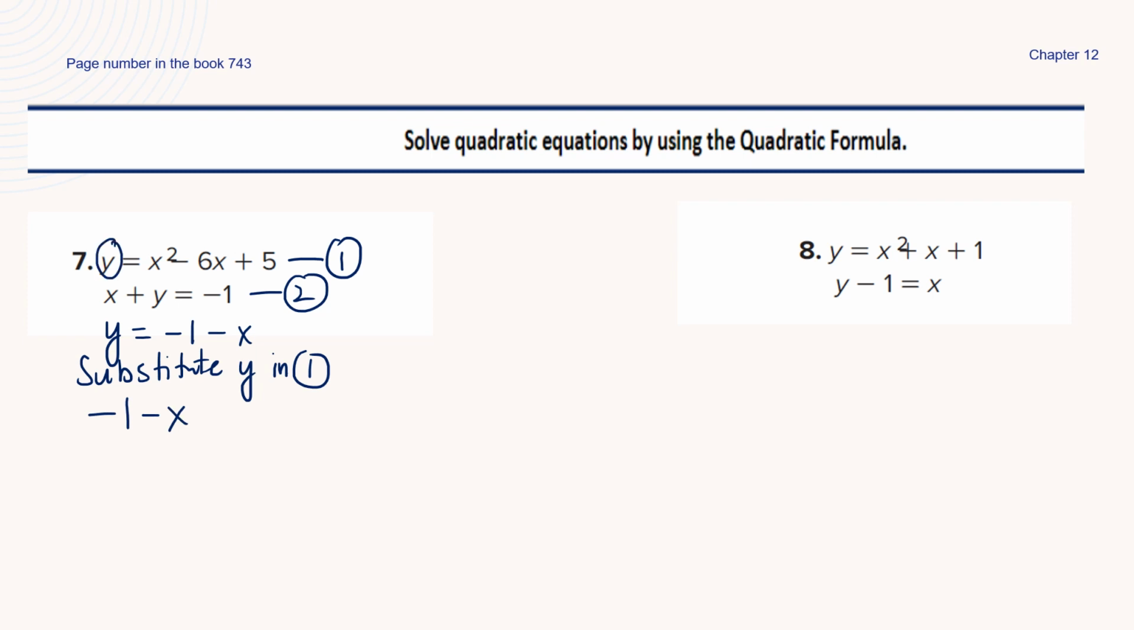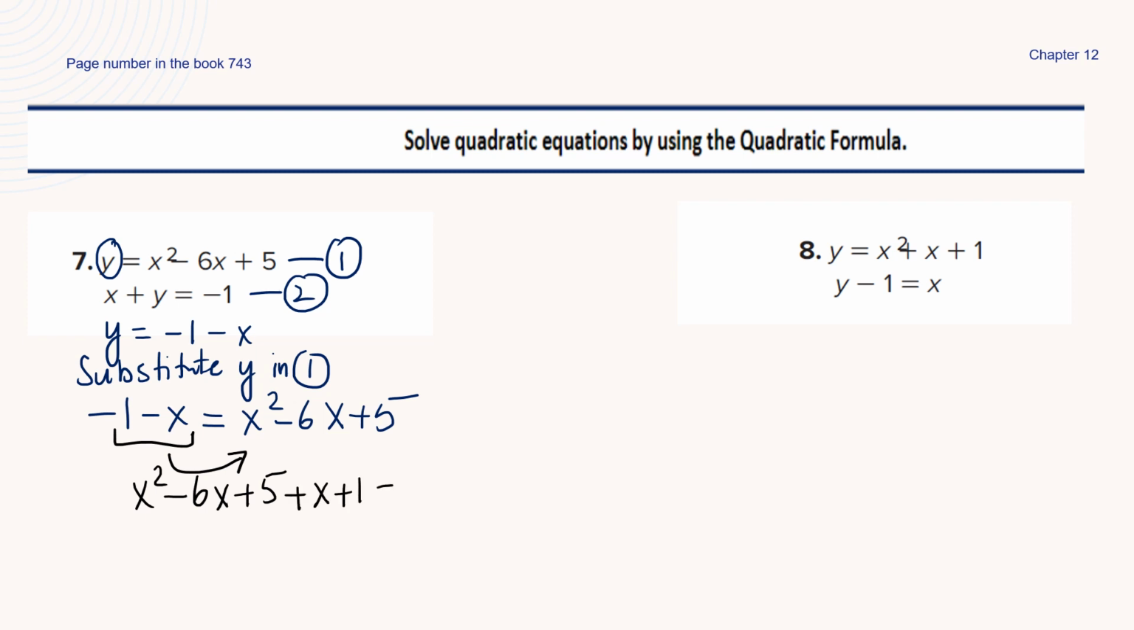I'm replacing this y with this value is equal to x square minus 6x plus 5. Now you take these terms on the other side just to simplify and get a better quadratic equation. So it becomes x square minus 6x plus 5 plus x plus 1 equal to 0.